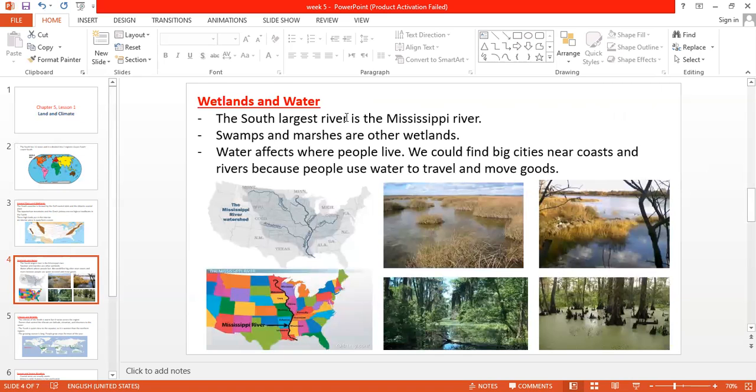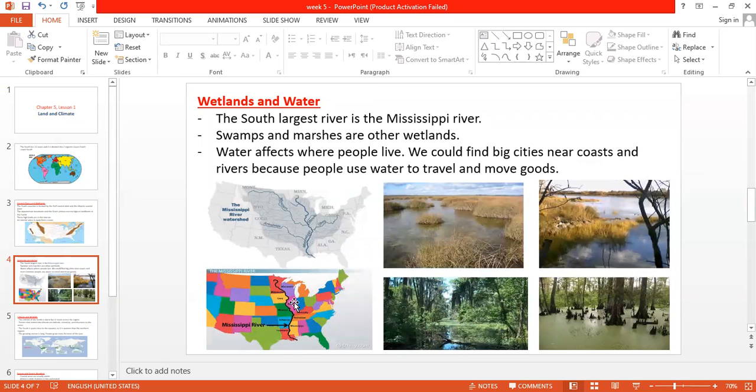Okay. Now the second point, we have wetlands and water. Does the South have wetlands and water? Yes. You know, guys, that the Mississippi River starts here from the south and it goes along the south and the Midwest until it reaches the north of North America. So the south's largest river is the Mississippi River.